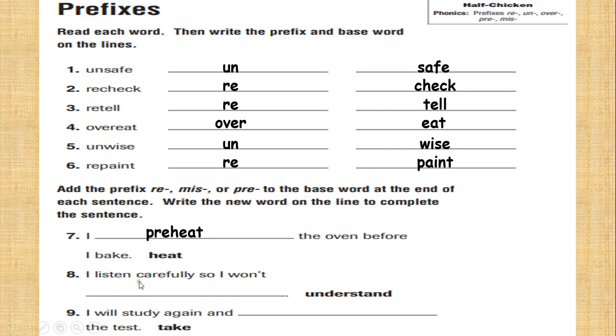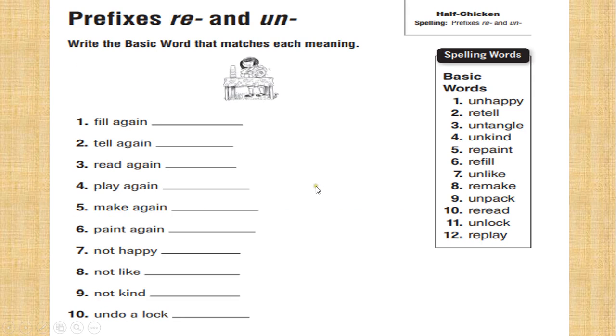8. I listen carefully so I won't what? Here we're being careful so we wouldn't understand in a wrong way. So, what do we say? Which of the prefixes mean in a wrong way? I listen carefully so I won't misunderstand. Misunderstand. 9. I'll study again and what the test. We want to take it again. So, retake. Retake. Okay. Again, kids, before I answer, you can pause the video, try to do it, and then you can recheck after replaying the video. All right.